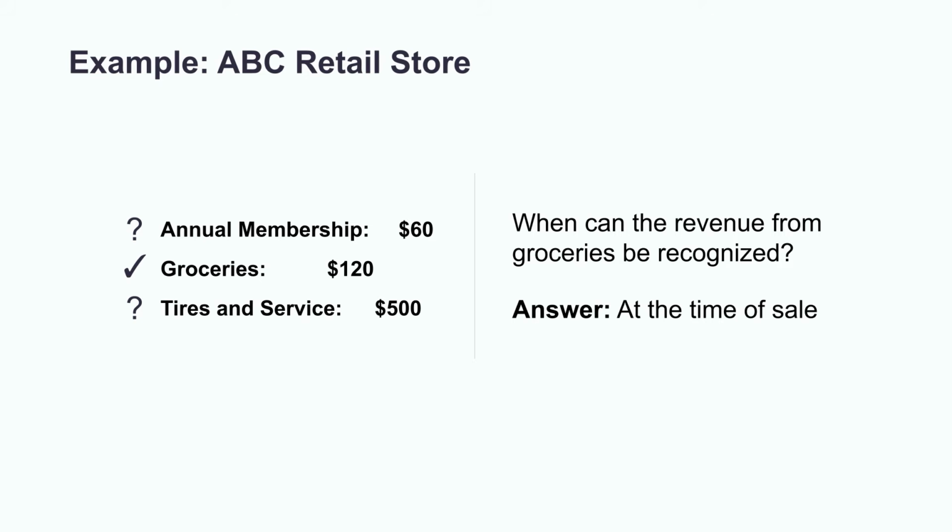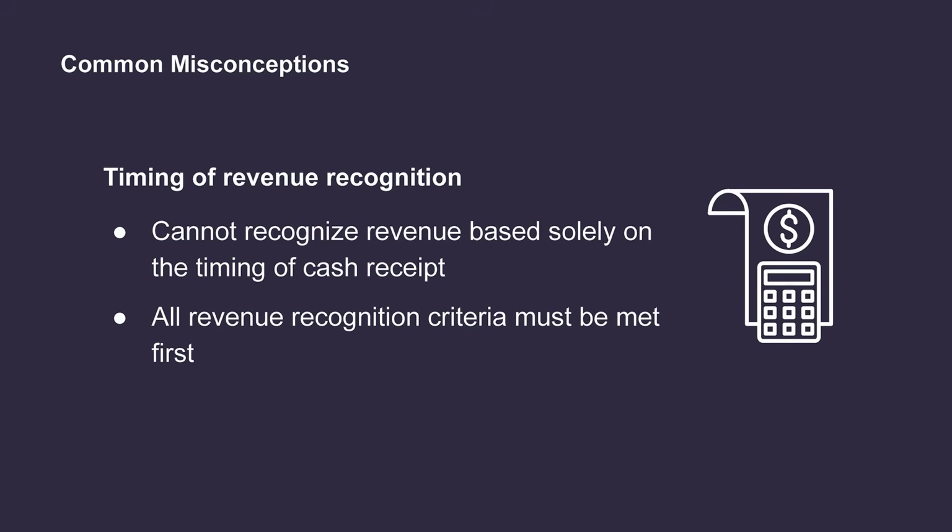But what about the annual membership fee and the tire installation? Well, we'll come back to that in a minute. It's a common mistake for companies to recognize revenue too soon before they have actually earned it. We need to remember that just because a company has received cash from their customers, it doesn't automatically mean that they can record the revenue at that time.